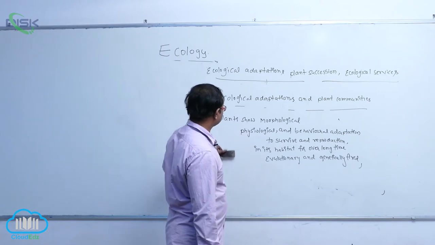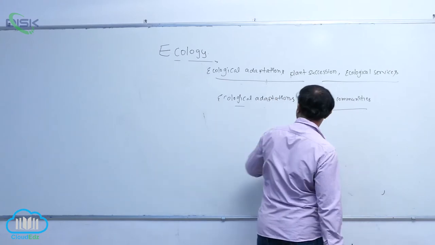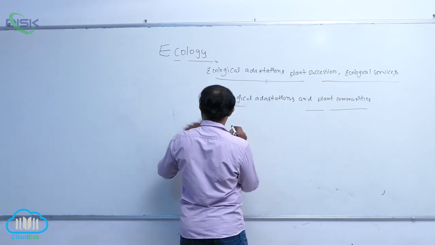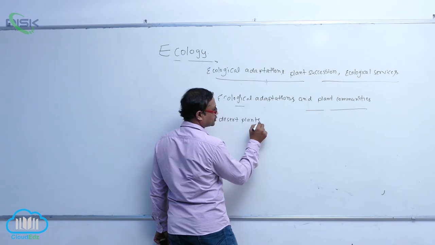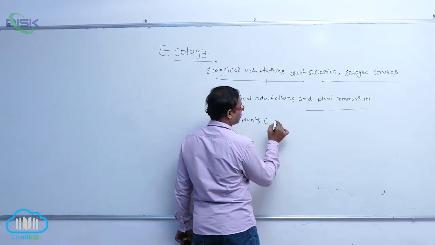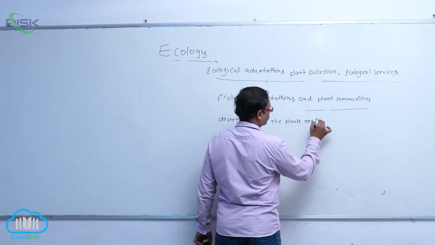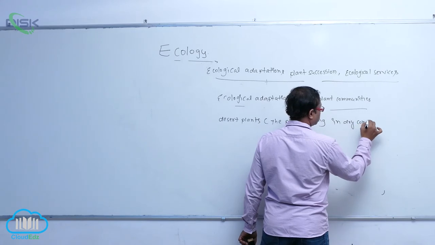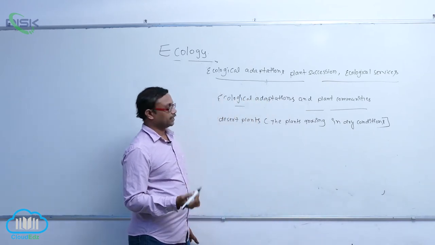For example, desert plants. Desert plants means the plants growing in dry conditions. The plants growing in dry conditions are known as desert plants.